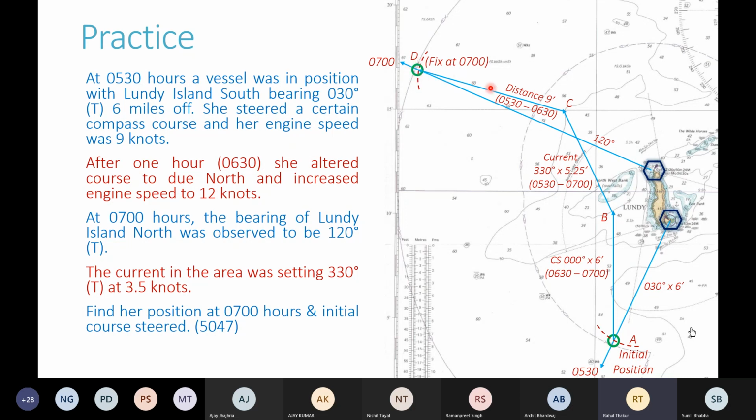So we can align our parallel ruler with CD, take it to a compass rose and read out. This is the course steered by the ship from 0530 to 0630. This is the true course steered. Now, if you want to find out the compass course steered, you have to apply the compass error, the deviation and the variation, and it will give you the compass course.